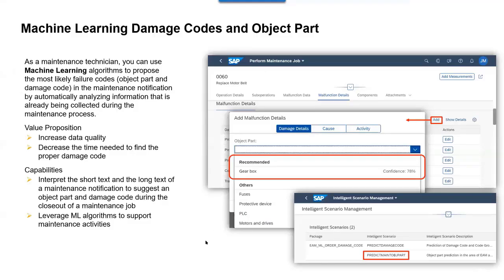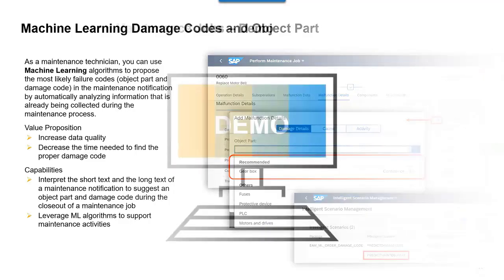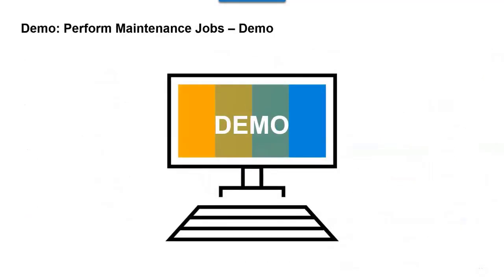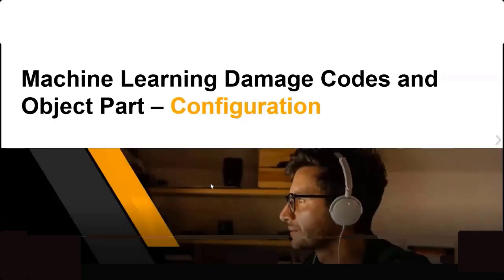And now in the same app, we actually have a really nice machine learning damage code and object part integrated. And I think before I talk a lot about the slide, I'm just going to show you a quick demo of how that's done and set up. So here, the first part is actually the configuration.